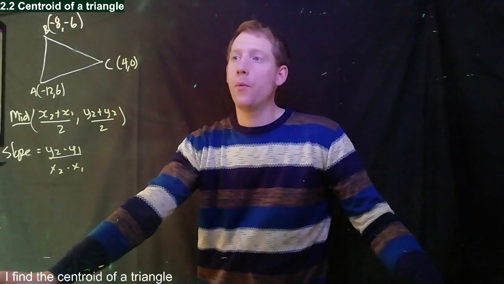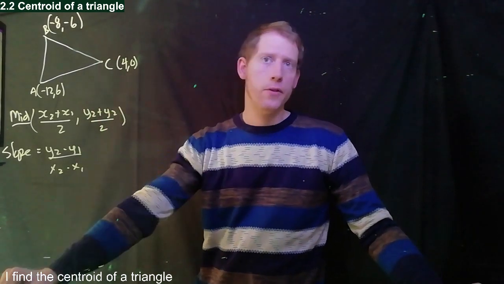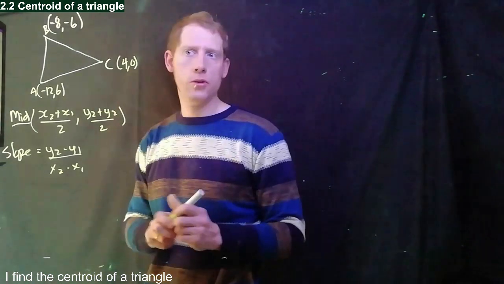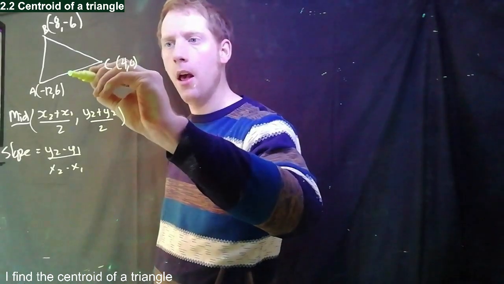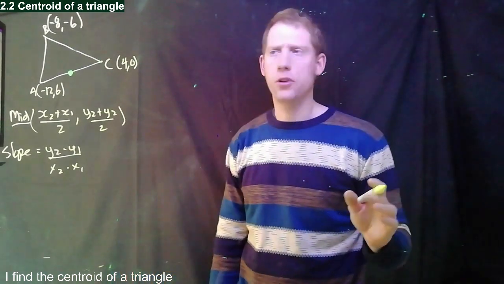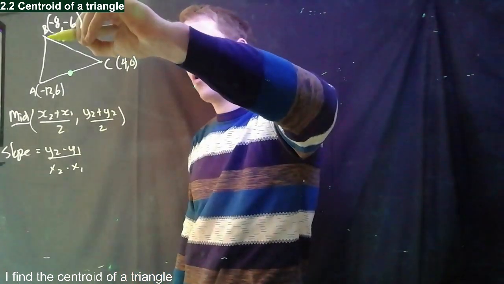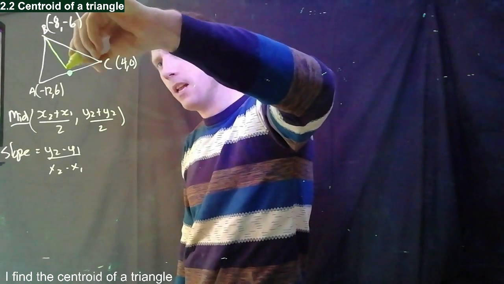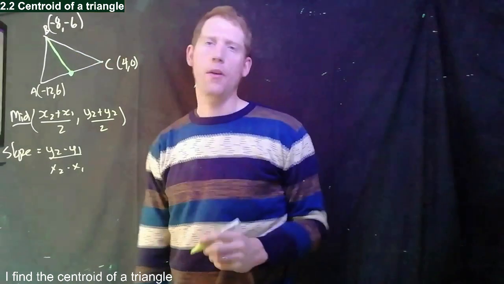Hi, welcome. We're going to be learning about the centroid of a triangle. To determine the centroid of a triangle, you need to do about two things. You need to find the midpoint on one side of your triangle, and then draw a line from the vertex to that point. And you want to find the equation of this line.